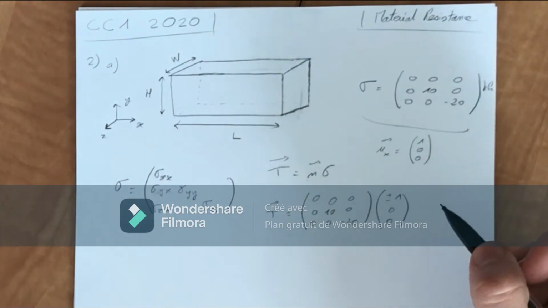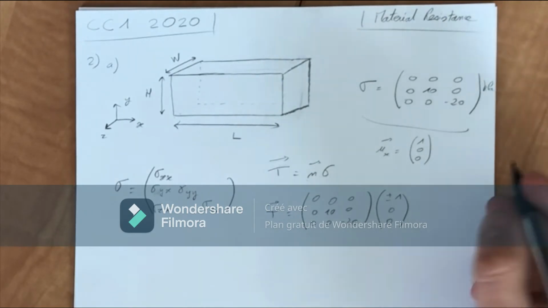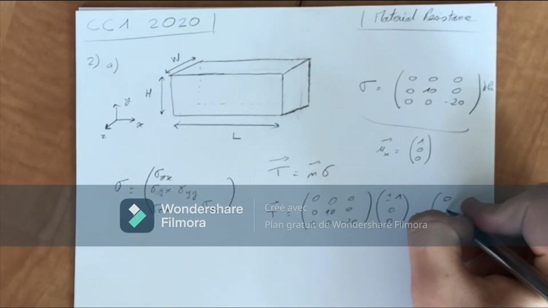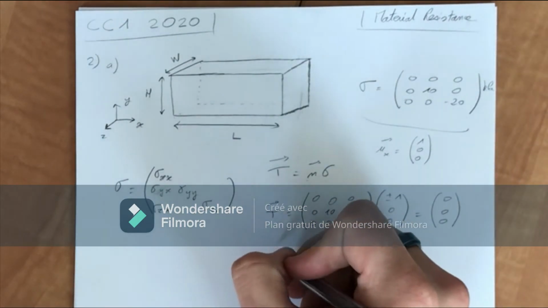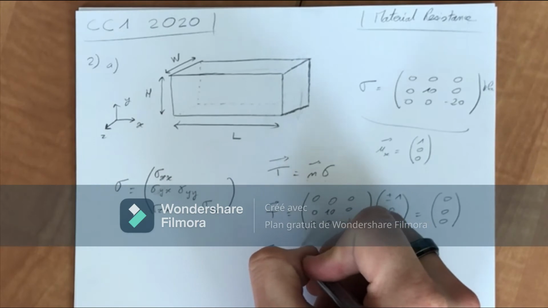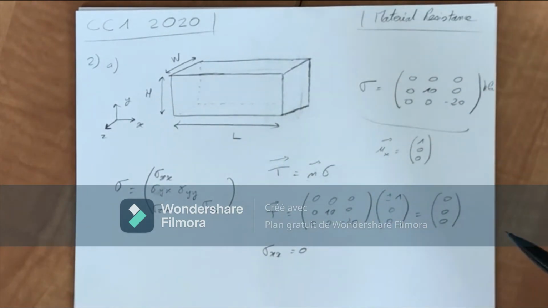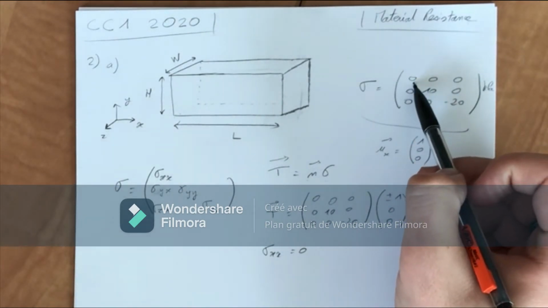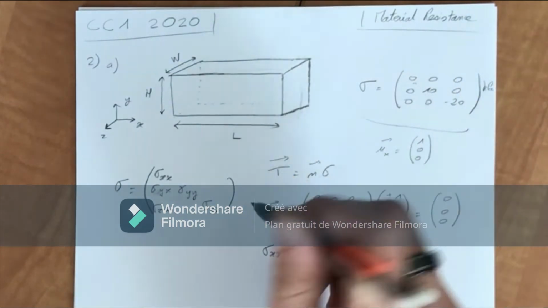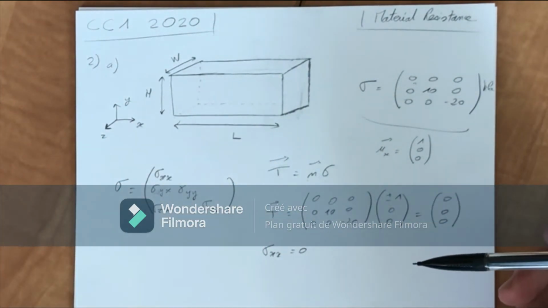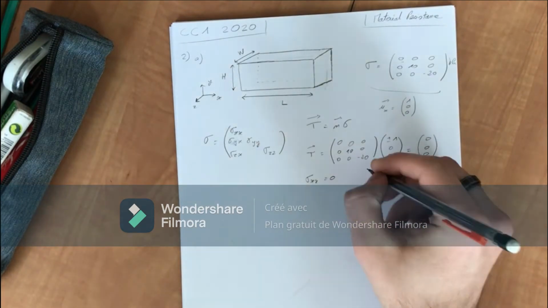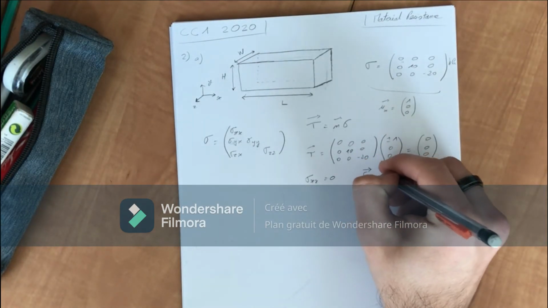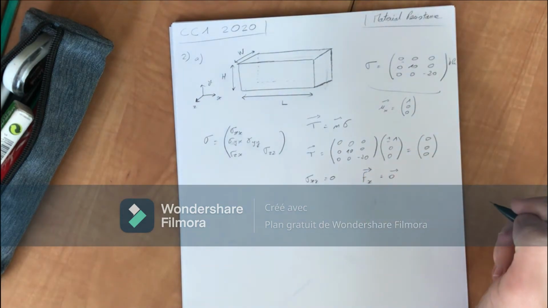And after a matrix multiplication, we can see that the stress vector is equal to 0, which means that this component is equal to 0. You can see that this is fairly logical, because we have this component equal to 0, we don't have any forces applied on the faces along the x-axis. So at the end we have a force along the x-axis which is equal to 0.